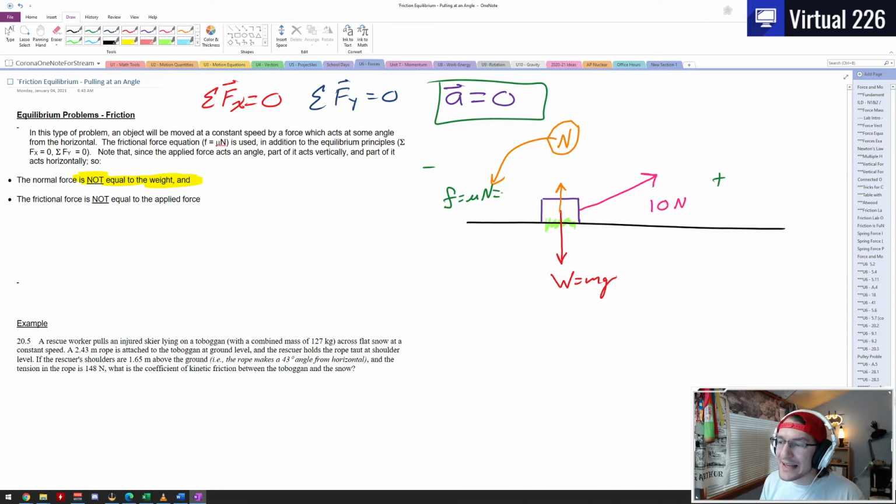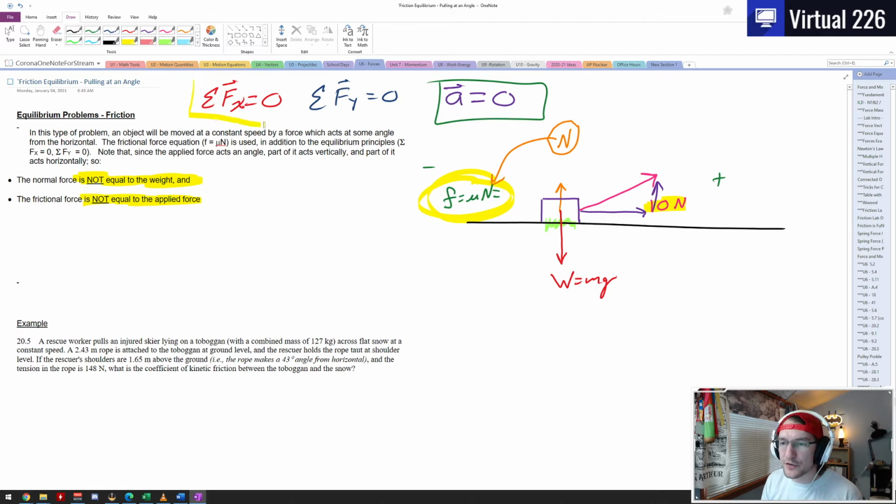Furthermore, this frictional force is not going to be equal to the force that we're applying. So we're applying 10 newtons of force here. Friction won't equal 10. It'll equal something else in this case. And the reason being is because since this 10 newtons is pulled at an angle, we're going to have to split it up into its x and y components. So our normal force has changed, and since the normal force has changed, our friction will change as well, and it's not equal to the applied force. So that's two things we have to think about here.